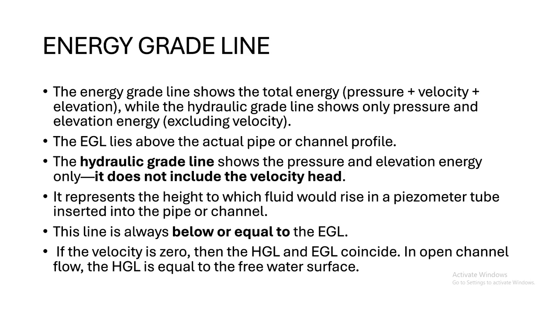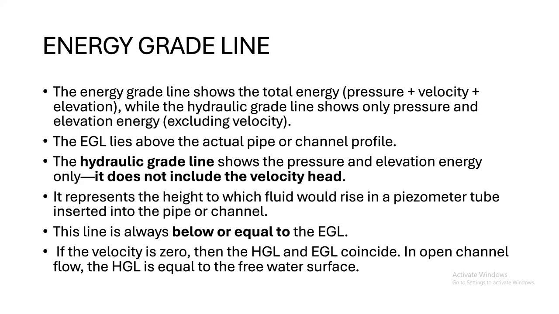The hydraulic grade line shows the pressure and the elevation energy only. It does not include the velocity head. It represents the height to which the fluid will rise in a piezometer tube inserted into the pipe or channel. We use the piezometer tube to measure the static pressure using the height to which the level will rise in a pipe. This line is always below or equal to the energy grade line. If the velocity is 0, which means the fluid is not in motion and you only have static pressure, then the hydraulic grade line and the energy grade line coincide.